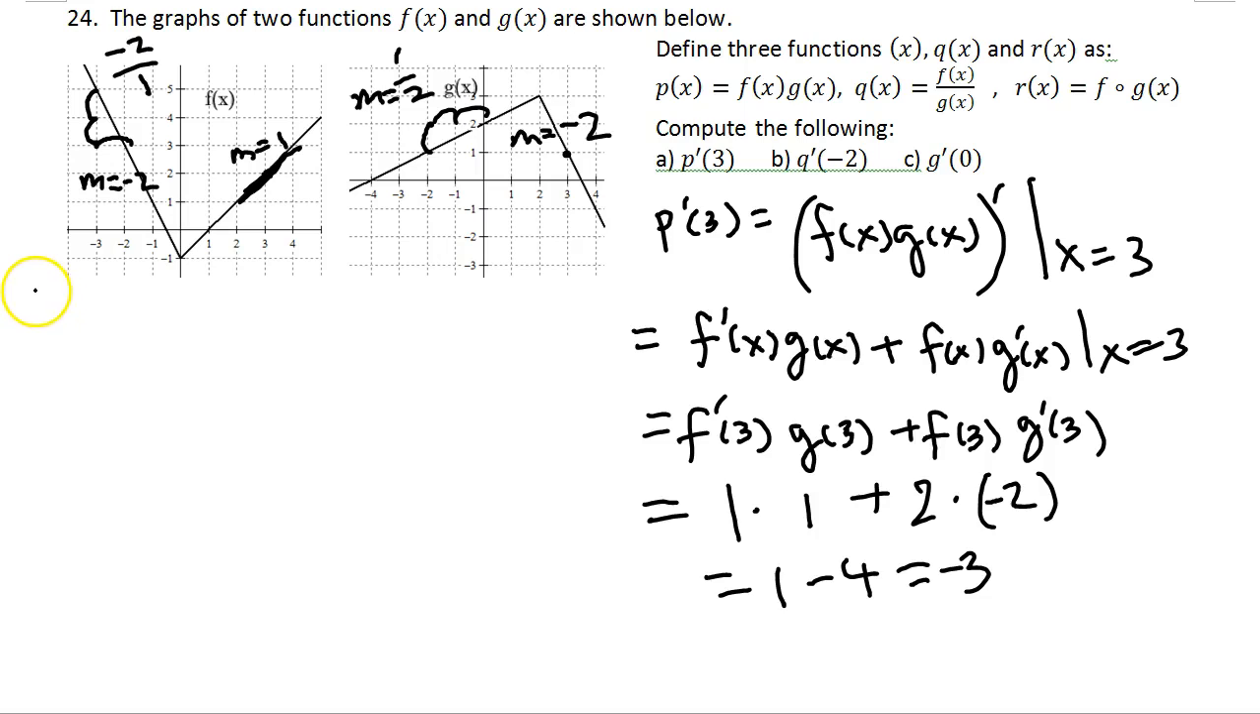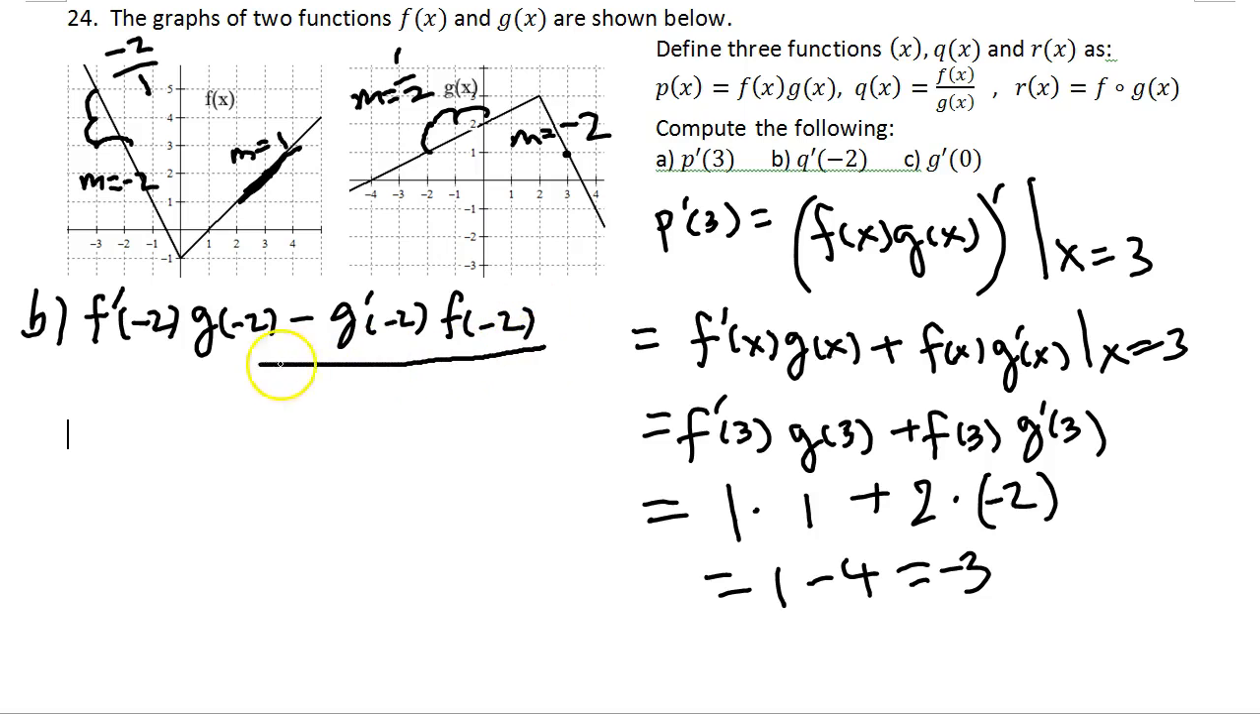So negative 3 is the answer for A. Let's try B. So it's a similar story. You have to differentiate this and plug in negative 2. So you need f prime of negative 2 times g of negative 2 minus g prime of negative 2 and f of negative 2, over the denominator squared.